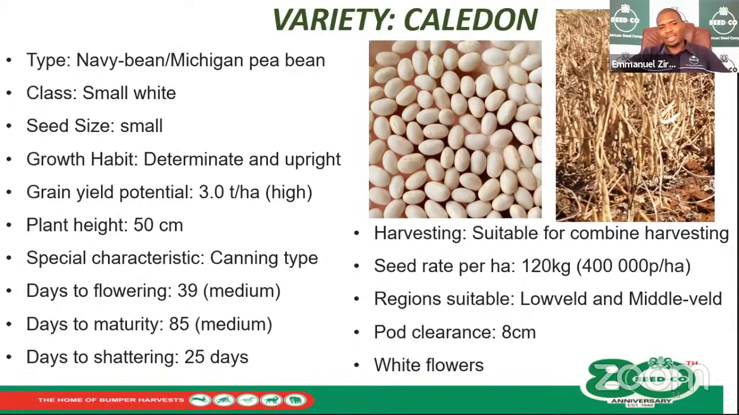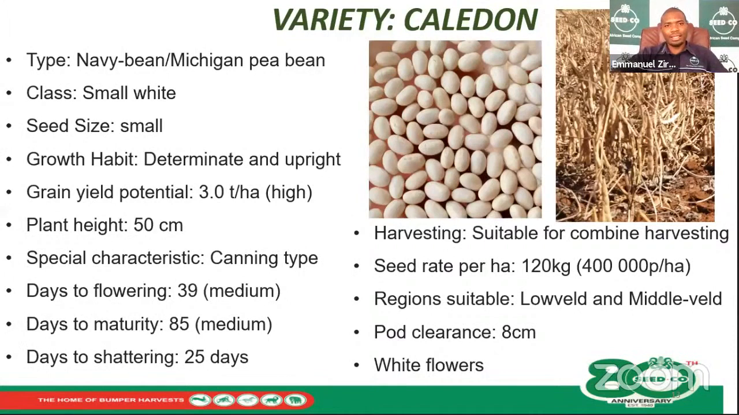Its days to flowering is 39, days to maturity 85, and 25 days from maturity to pod shattering. The seed rate is 120 kgs per hectare, and you can plant up to 400,000 plants per hectare. Its pod clearance is 8 centimeters and it has white flowers.